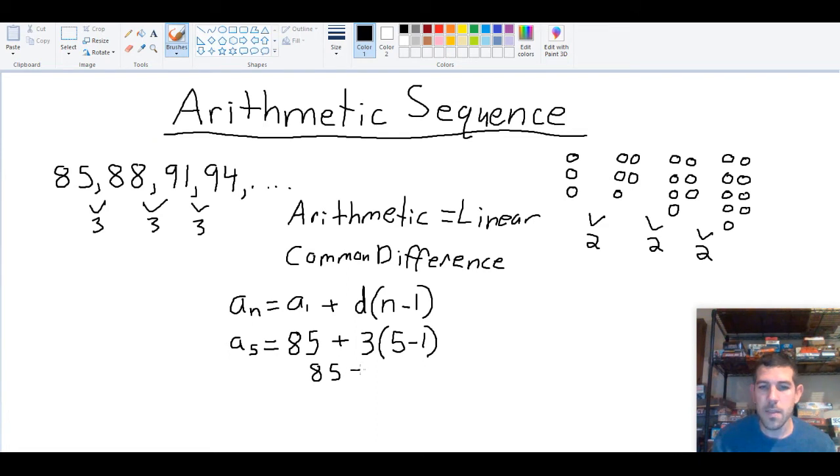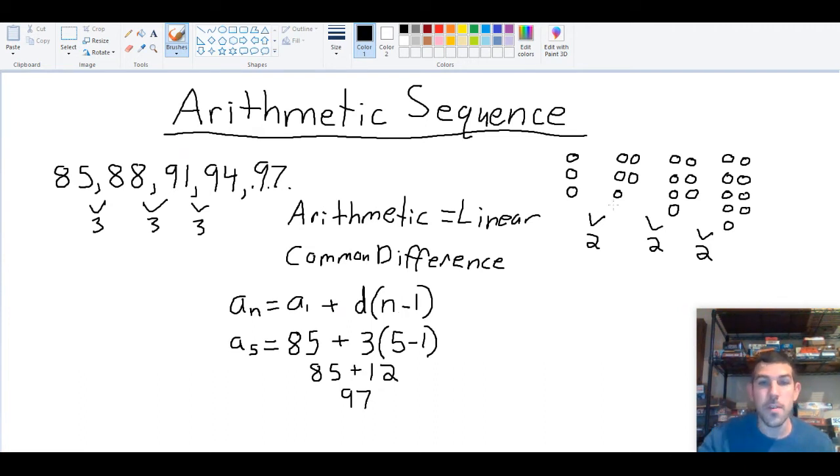85. Now I'm not going to add the 3 yet because the 3 has to get multiplied by the 5 minus 1. 5 minus 1 is 4, and 4 times 3 is 12. Then I can add the 85 and the 12, which makes 97. Hey, and we knew that this next term was going to be 97, didn't we? But again, the formula proved it. It worked, that the 5th term will be the first term plus the common difference times that term minus 1. So it works.